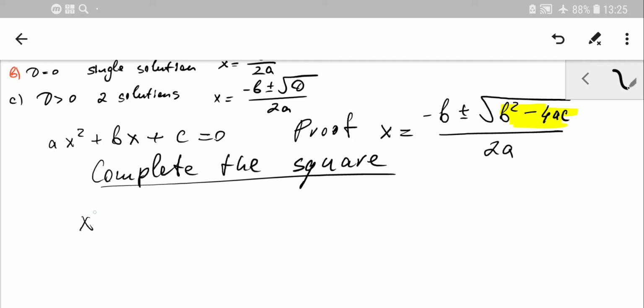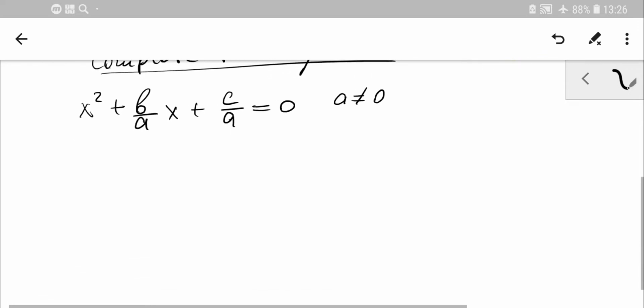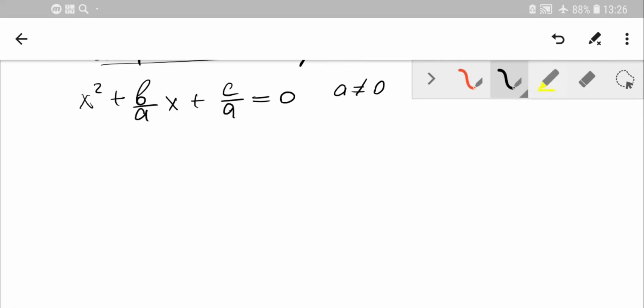From what we know, we simply need to divide everything by a, and hence we'll get this. So I take both parts divided by a. Of course in this case a is not equal to 0, and obviously in the formula there is 2a in the denominator, so it's clear that a is not equal to 0. Alright, so we've got this expression. b over a, c over a are just coefficients, just numbers.